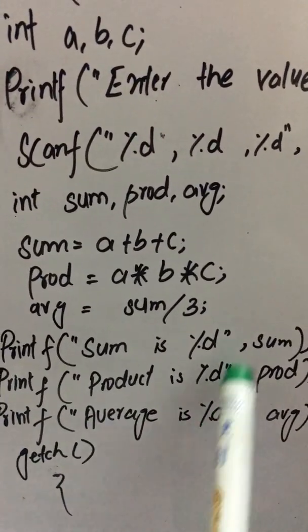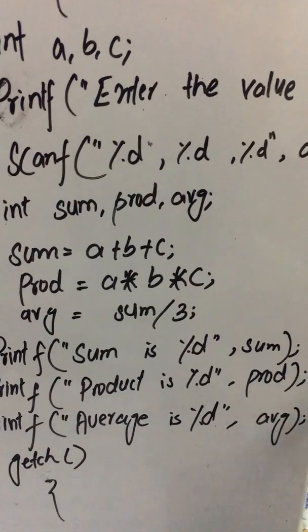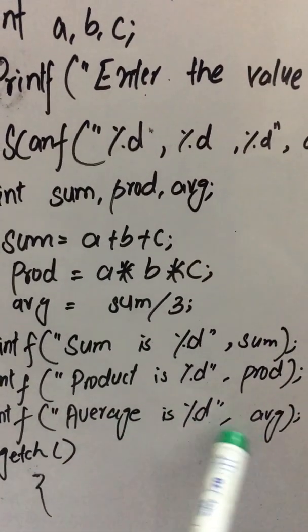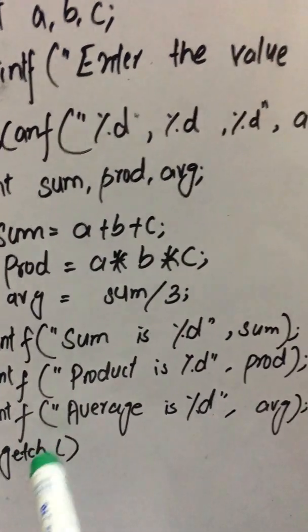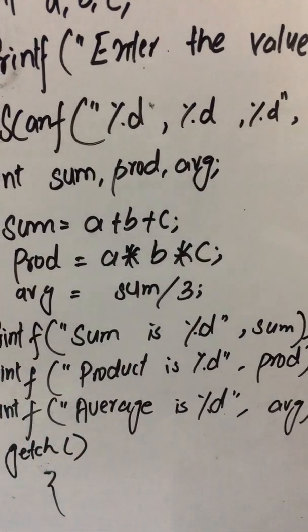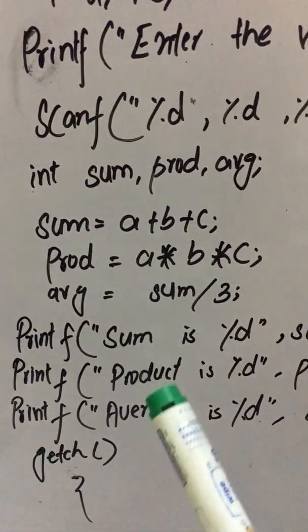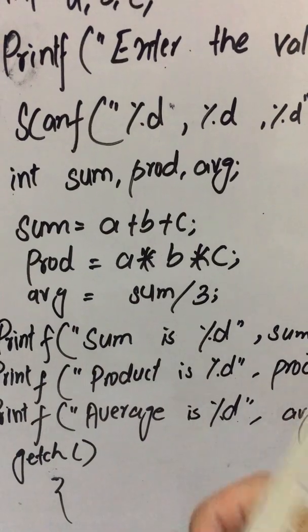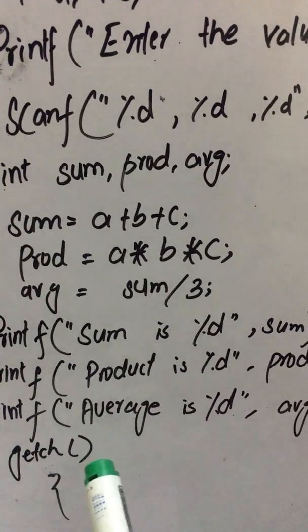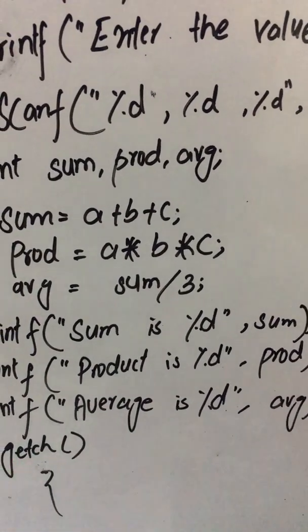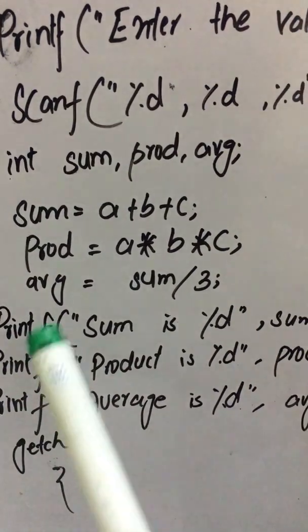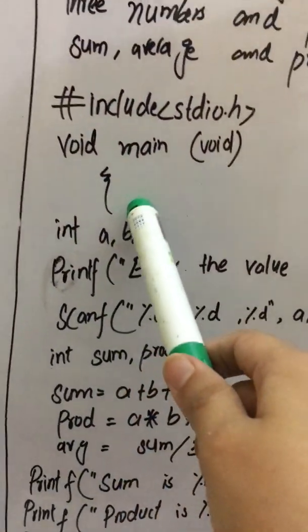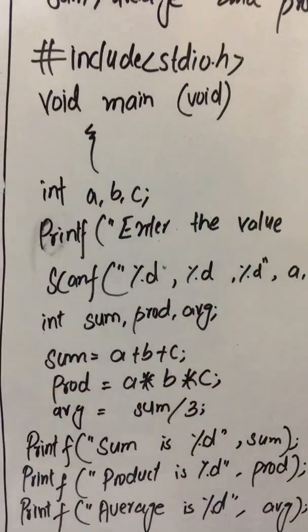Average is format specifier %d, comma avg. Here we are finding the average of the three numbers, and in the third line we are going to display its result. Then we have the getch function. Getch means get character. This function is used to pause your output or to keep the screen for some time on your monitor. We will discuss this function in detail next time, and then the brace will be closed that we opened after the main function.